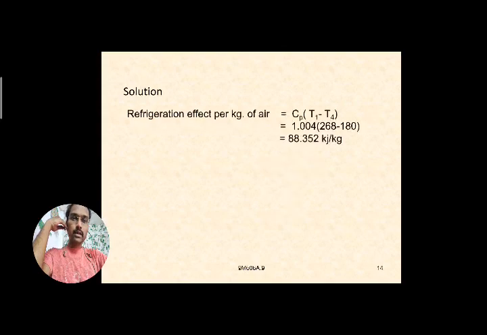Next, similarly, the second case, refrigeration effect per kg of air. So here the heat absorbed by the air, as seen in the derivation part, is equal to Cp into T1 minus T4. Cp value is given as 1.004, and the temperature value is 268 for T1 and T4 value is 180. The refrigerating effect per kg of air, multiplying this, you will get 88.352 kilojoules per kg.